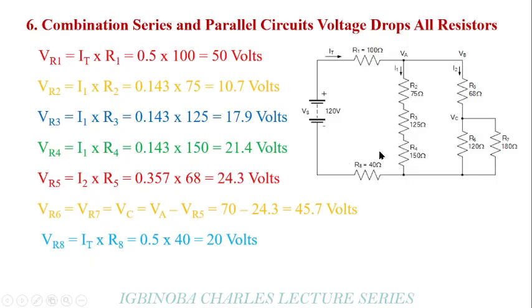Then the voltage drop at the 40 ohms resistor is your total current, because all the current has passed through the circuit and is returning back to the source. So it's your total current times your resistance, which is equal to 20 volts.